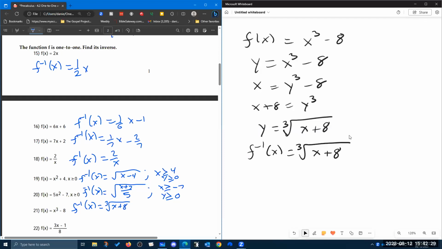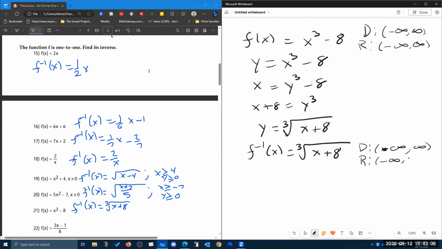No need to restrict my domain on this because it was an odd function. If we want to be sure though, let's go ahead here and say that my domain here was that x could be any real number. My range here was that y could be any real number. So my domain here is that x can be any real number. And my range is still that y can be any real number because my domain became my range and my range became my domain.